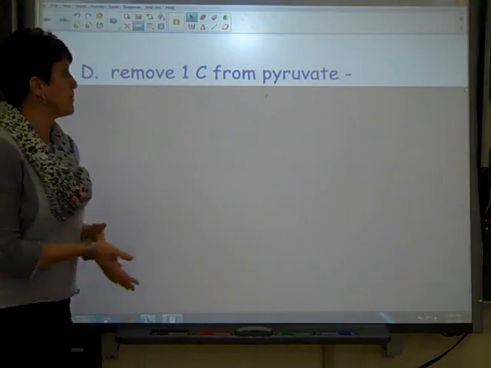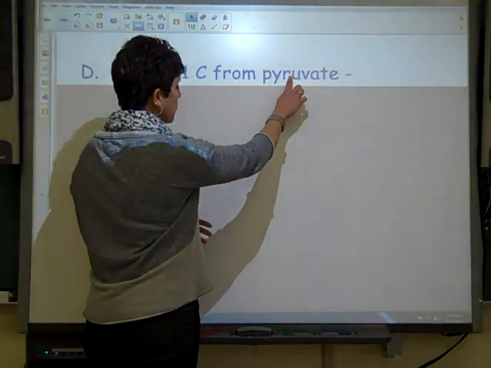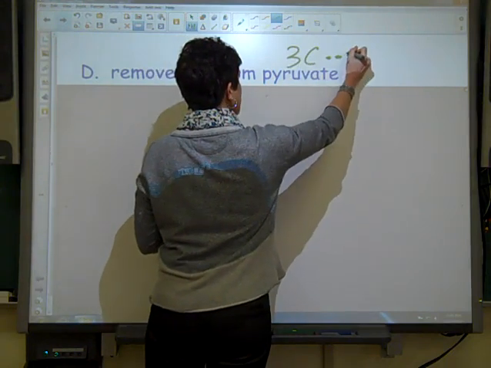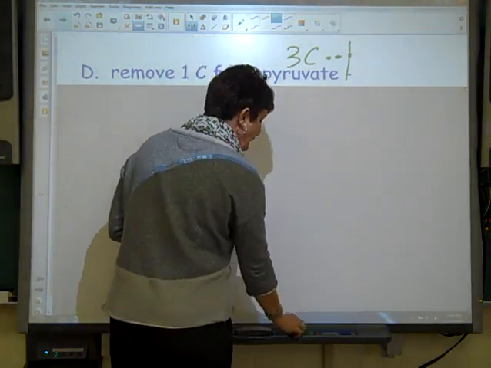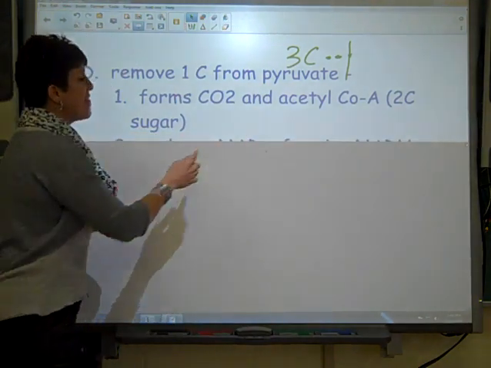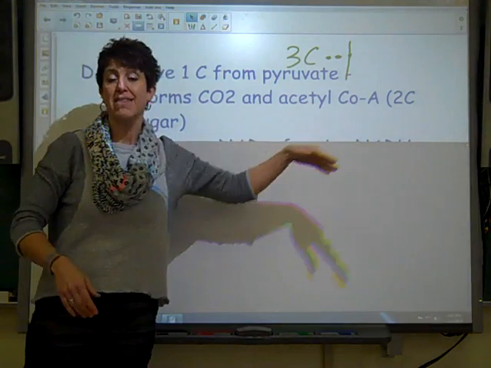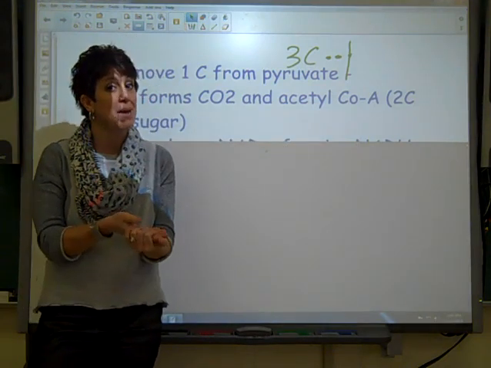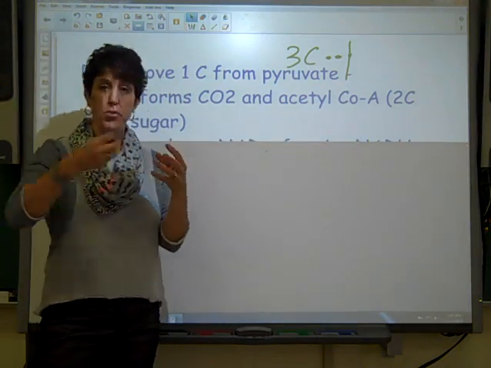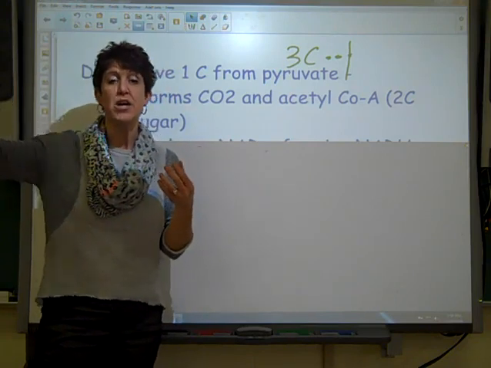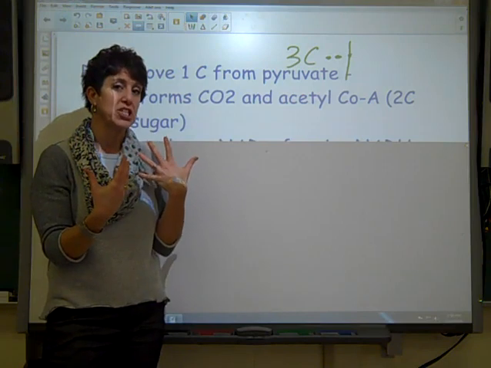In the preparatory conversion, one carbon gets removed from pyruvate. And you remember that pyruvate was a 3-carbon molecule. So we're going to break off one of those carbons. That gives us carbon dioxide, and it gives us acetyl-CoA. The enzyme is called Coenzyme A, and it does this job of removing one carbon off the end, producing the beginnings of carbon dioxide.